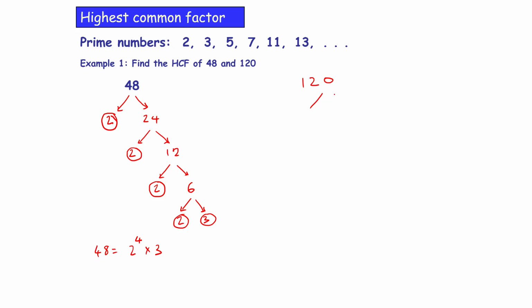120, let's have a go at that. Always starting with 2, it does go. Half of 120 is 60. Circle that because it's prime, and we try again. 2 does go into 60 30 times. Circle that. Try again. Oh, very good.